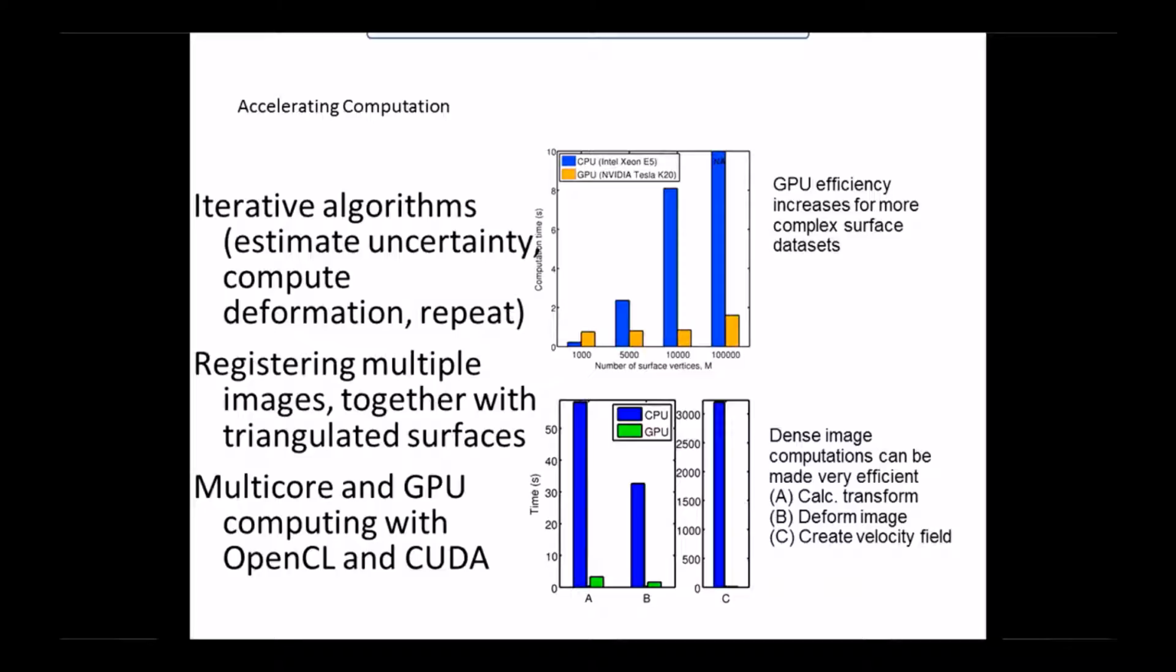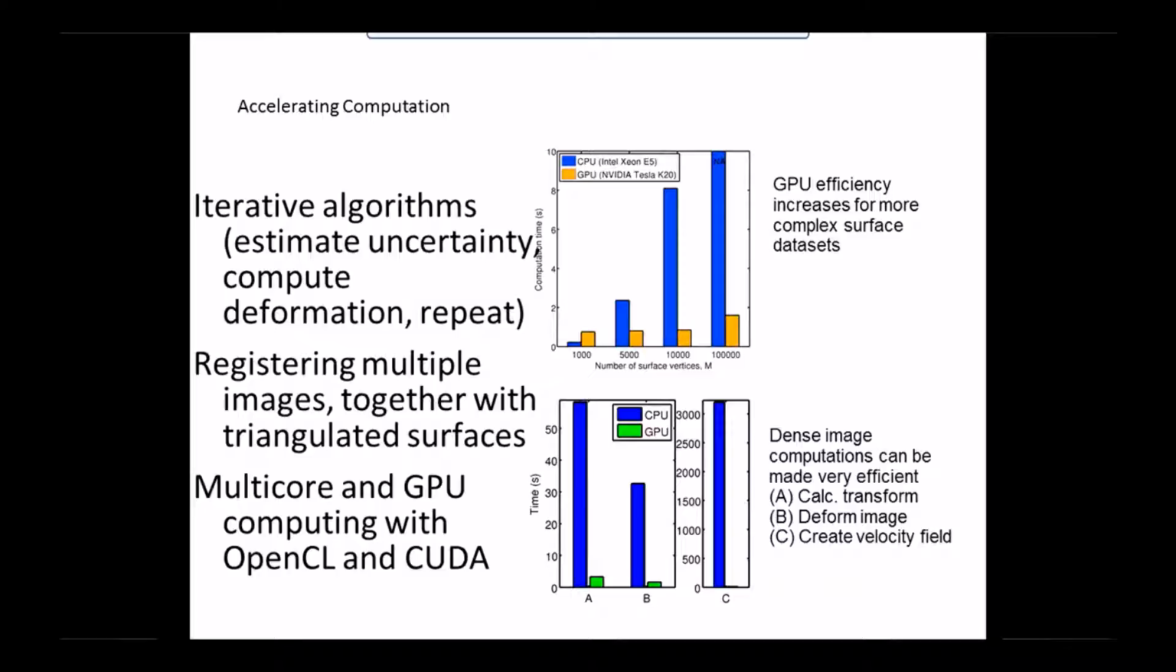These types of algorithms we're using are often iterative. Typically, given a population, we can estimate uncertainty, or estimate something that depends on all the data in our population. We do a computation, and then based on what we've learned, we repeat the previous step. These are called expectation maximization algorithms. We're now working with multiple images together, as well as triangulated surfaces, when analyzing anatomy. So a lot of work has gone into speeding up computations.